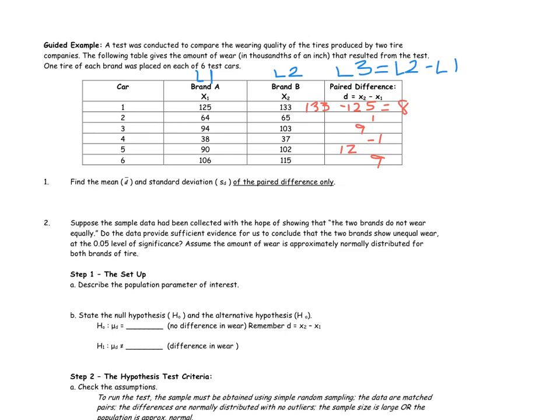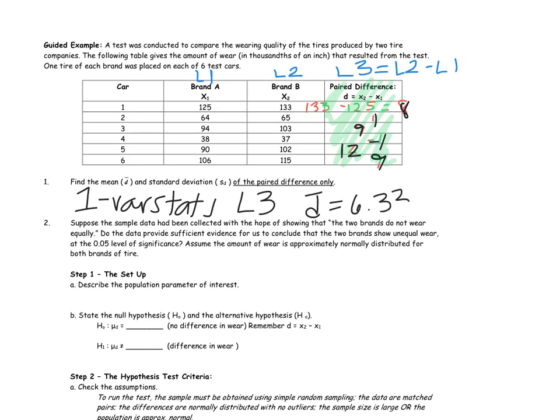So again, now that we have this difference data, this is the column we're going to focus on, and we're going to be doing all of our inferential statistics on that. So just using L3, we can find the mean and the standard deviation by running a 1var stats on L3, the difference data. For now, you can always just put in your numbers too, 8, 1, 9, -1, 12, and 9 if you want to follow along. And from 1var stats, the x bar, I'm going to call it d bar though, is 6.33, and the standard deviation of the difference is 5.125.